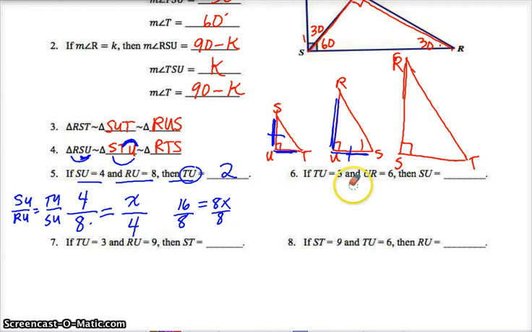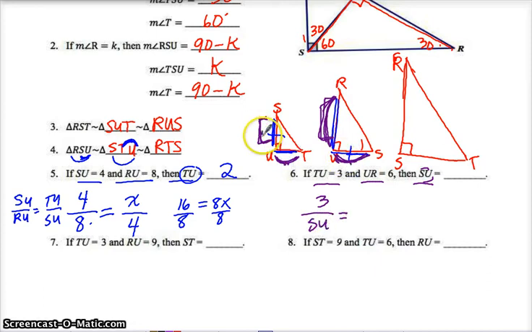So we have TU, we have UR, and we have SU. So TU is right here, so that's my 3. UR is right here. Okay, well these clearly are not in the same location, so they're not proportional to each other, but then let's look at SU. So TU is in proportion with SU, and then RU is in proportion with SU over here. So we can say TU is to SU as SU is to RU, and RU is UR, which is 6.